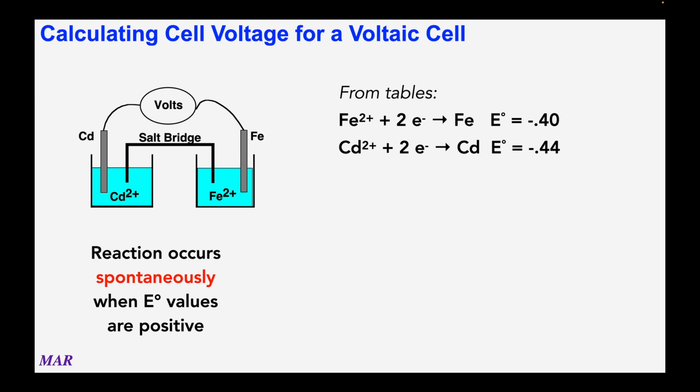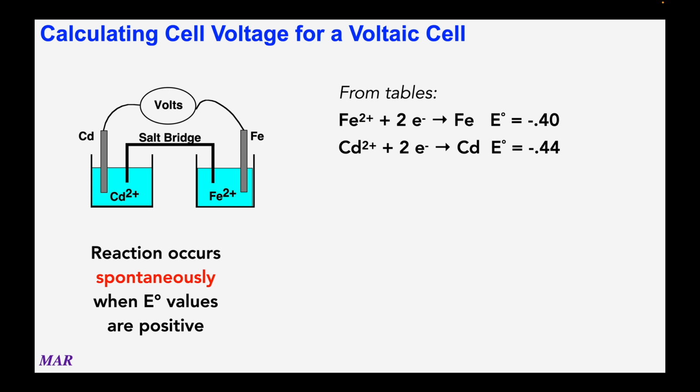But if we flip, for example, the iron, you'd get a positive 0.40 volts, and positive 0.40 plus negative 0.44 would still give you an overall cell potential which was negative. So that's not going to be spontaneous.